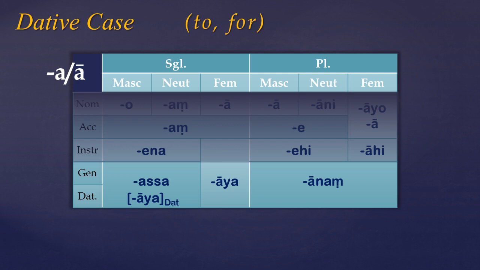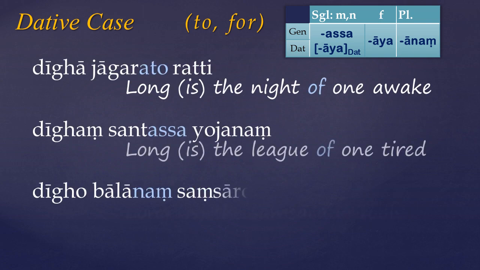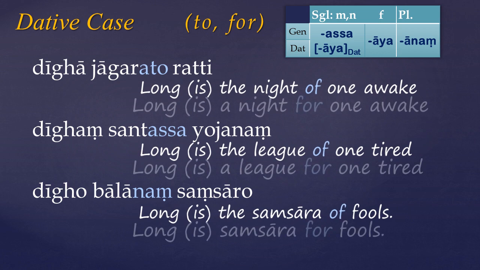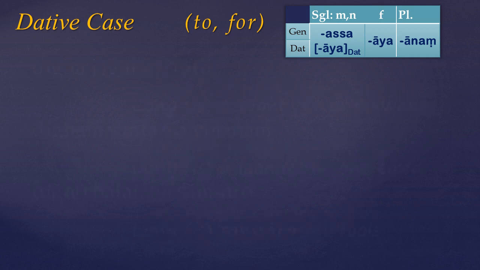So, with the exception of that one ending in the neuter and masculine singular, the dative and the genitive forms are the same, and this can make them hard to distinguish. But in practice, this is seldom necessary, as the meanings are often quite close to each other. If we recall last week's example from the Dhammapada, the preposition of here comes from reading the noun case as genitive, but we could equally take the dative. Long is the night for one awake. Hopefully you can see they're very similar. So let's now look at how the dative case can be used.